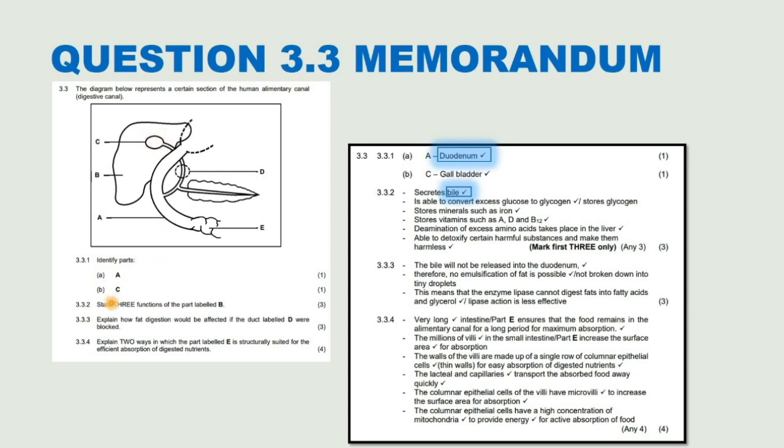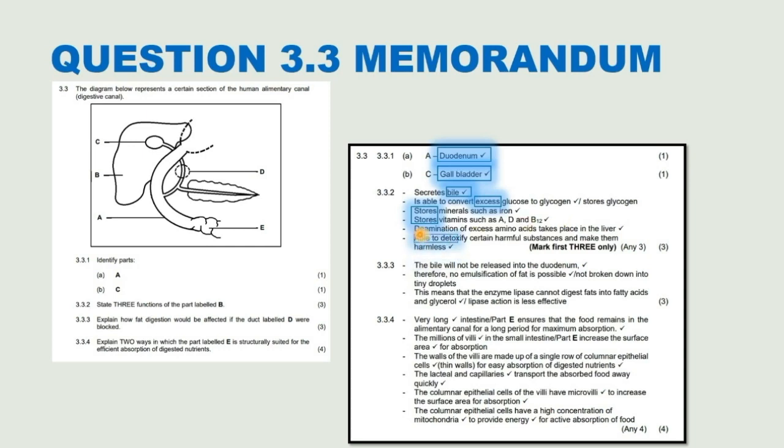Then question 3.3.2 asks to state 3 functions of the part that's labeled B, and remember that is the liver. So here it secretes and produces bile. Then it converts excess glucose into glycogen. So that means it is glucose that's not used for cellular respiration, so it stores the glucose in the form of glycogen. It stores minerals like iron. It stores vitamins like vitamin A, D, and B12.